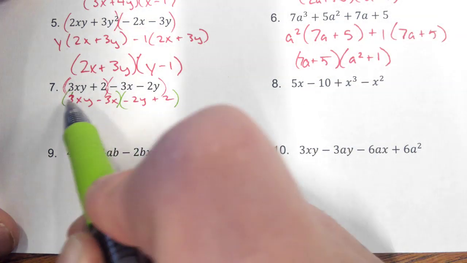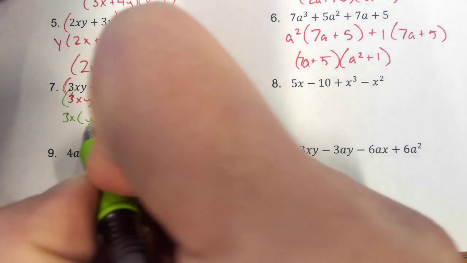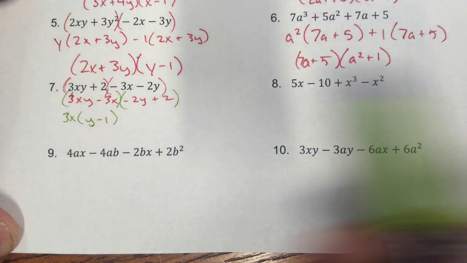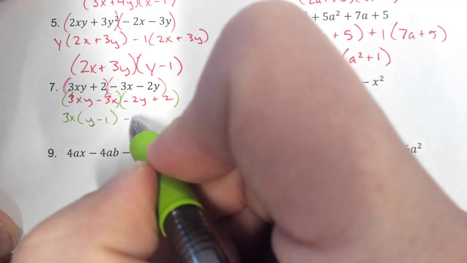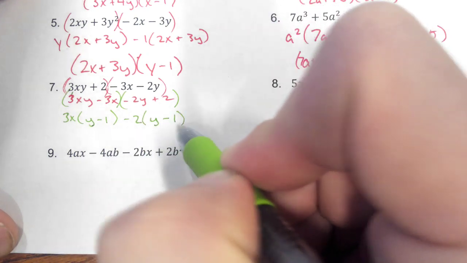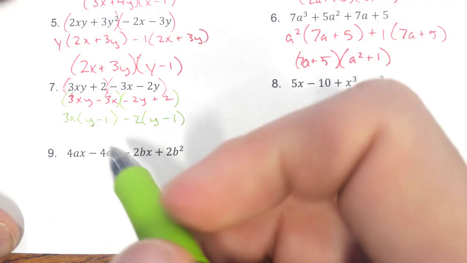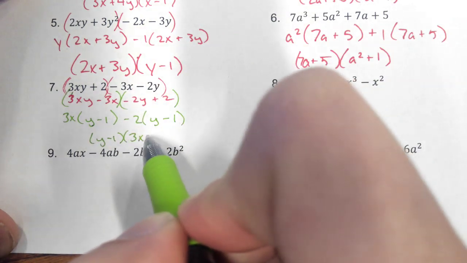So in that first group, there is a 3x in common. If I divide those by 3x, I would have y minus 1. In my second group, it starts with a negative, so I know I'm going to definitely take out a negative, and then there's a 2 in common. If I divide by negative 2, that would be y minus 1. And you see that those do match, so we have that y minus 1 in common times 3x minus 2 left over.